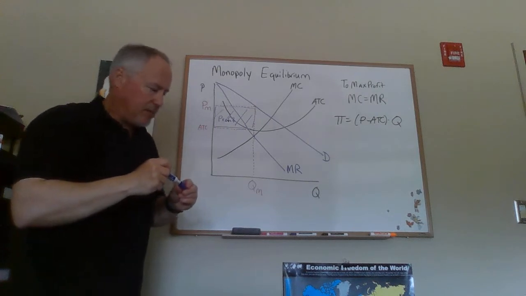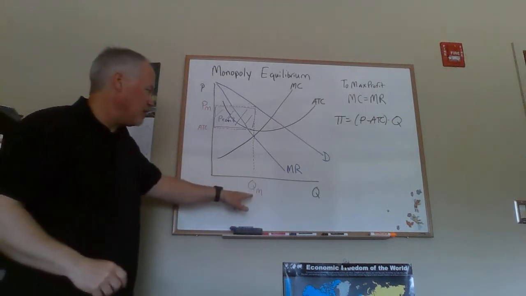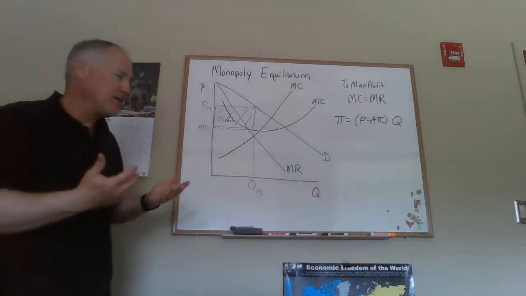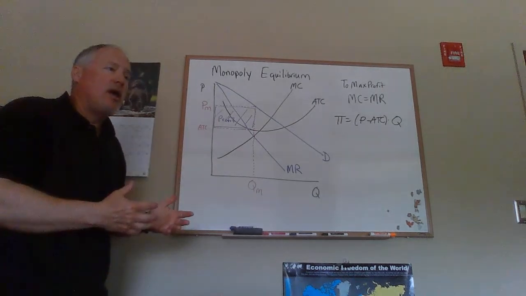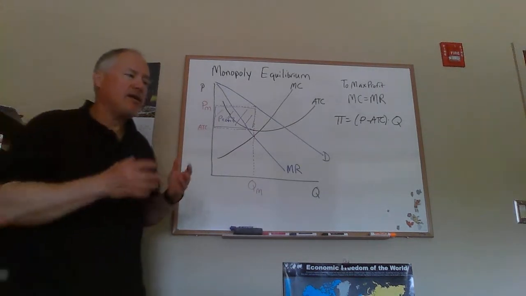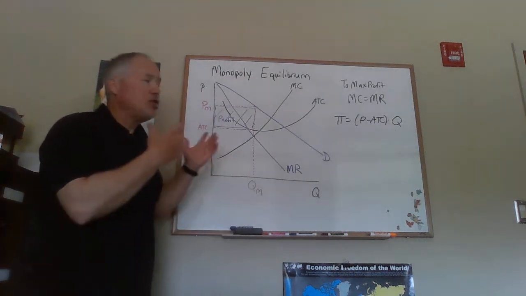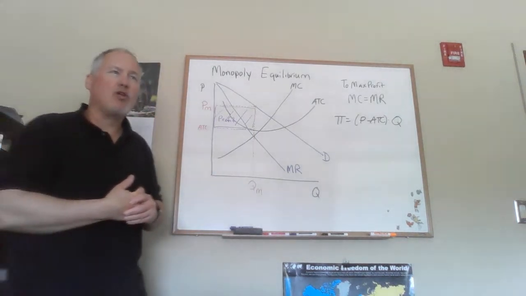And there's the profit. So we've been able to identify the profit maximizing quantity, the price that the monopolist will charge with their maximizing profit, and the area of profit that they have. In perfect competition, we had a short-run equilibrium and a long-run equilibrium. In monopoly, we just have one equilibrium. This is really effectively the long-run equilibrium.